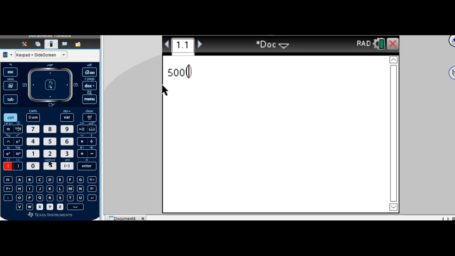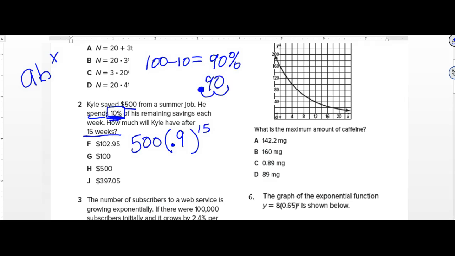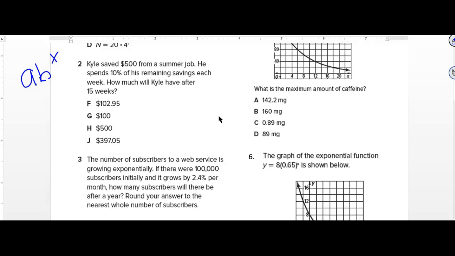500 times 0.9 to the power of 15. We got $102.95, which is F. So that was number 2, F.